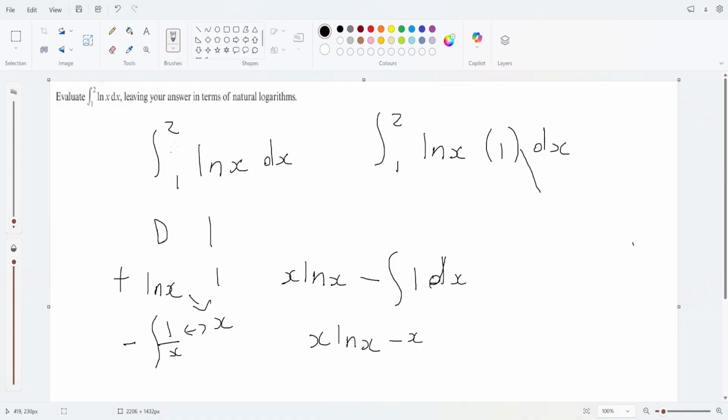And then because this is definite, I'm going to add the bounds 2 and 1. And then you can just substitute these in from there and you're going to get 2 ln 2 minus 1. So that may be a bit confusing to start with, but if you practice this, it gets a lot easier in my opinion, and it's a lot easier to remember than just formulas. So I'm just going to move on to some more questions now.